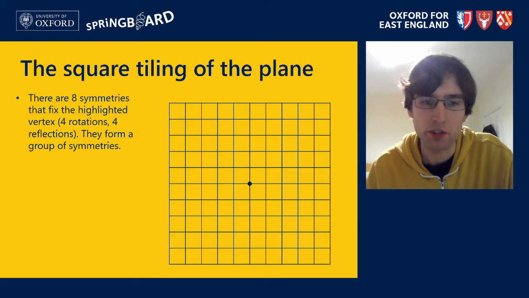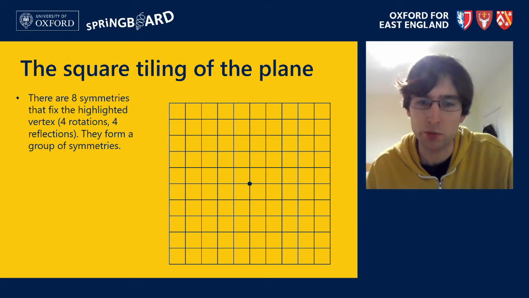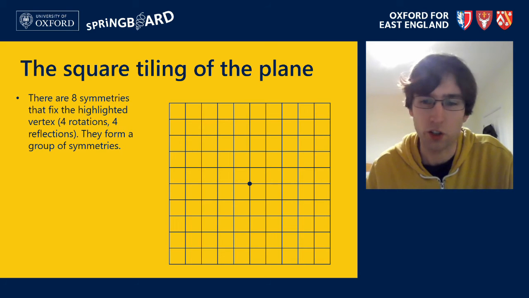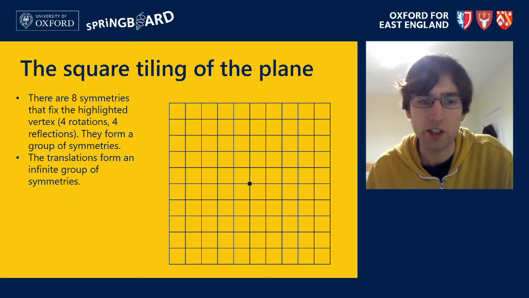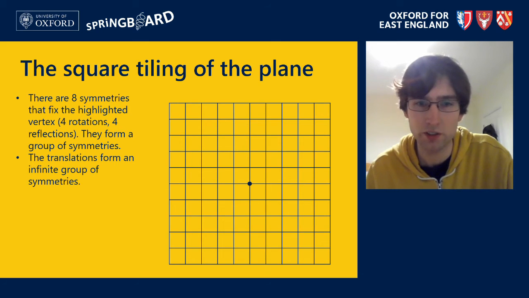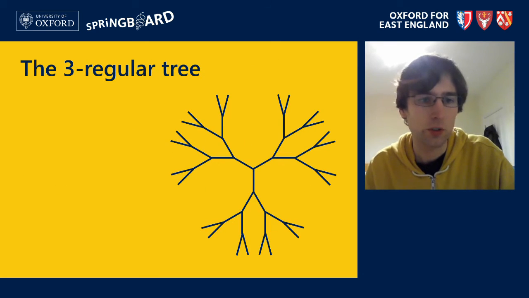Note that this group of symmetries is essentially the same as the group of symmetries for the square that we saw earlier. This sort of thing happens a lot, where you see essentially the same group of symmetries occurring for different shapes. Another example of a group of symmetries here is that which consists of all of the translations of the tiling. And this is an infinite group of symmetries because you can move the highlighted vertex to any other vertex within the square tiling.